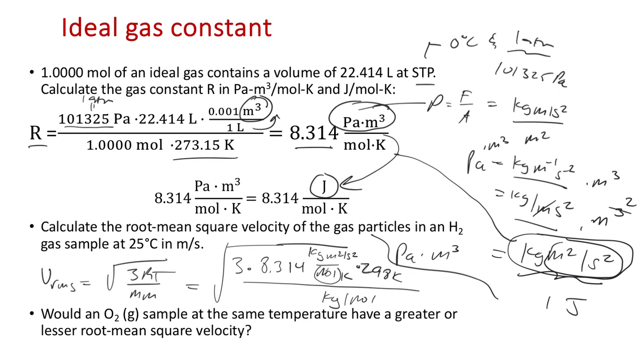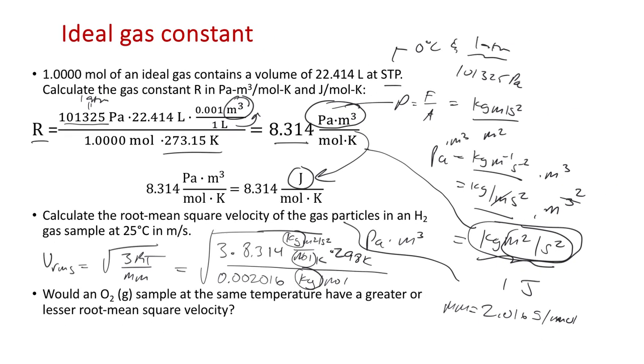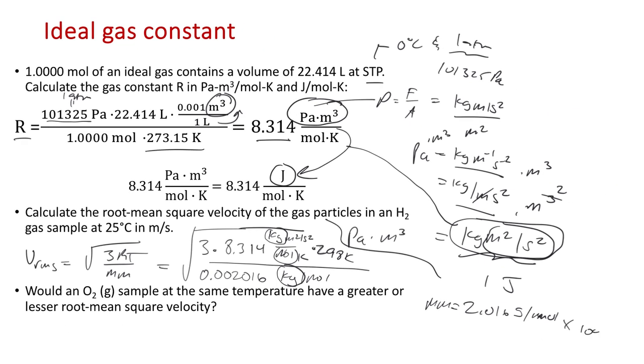And so that's showing me that I want my molar mass to be in units of kilograms per mole, not grams per mole. The grams per mole of H2 would be 2.016 grams per mole, the molar mass. So I'm going to want to write here 0.002016 kilograms per mole. I'm going to take the molar mass and just divide it by 1,000.